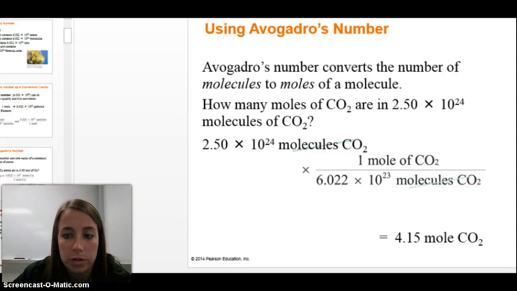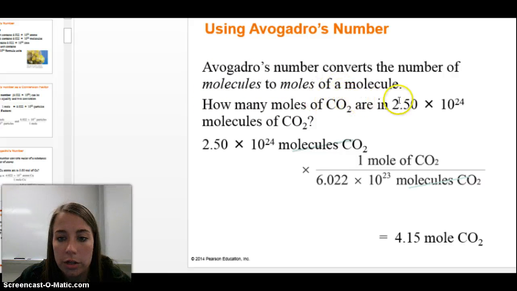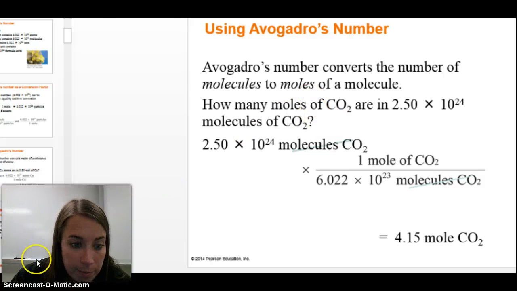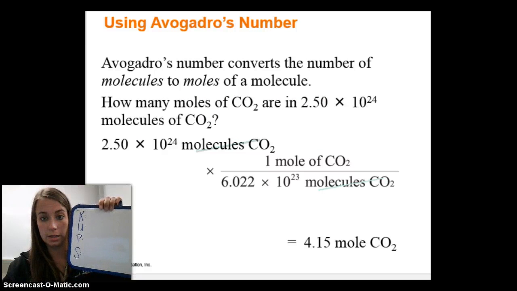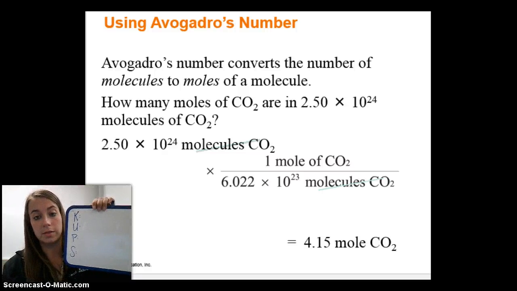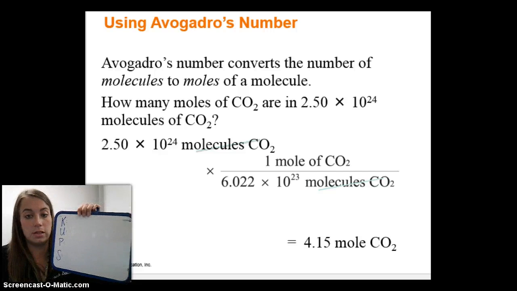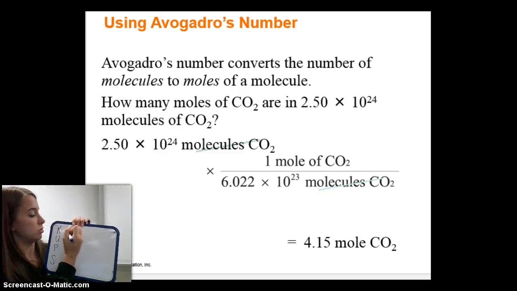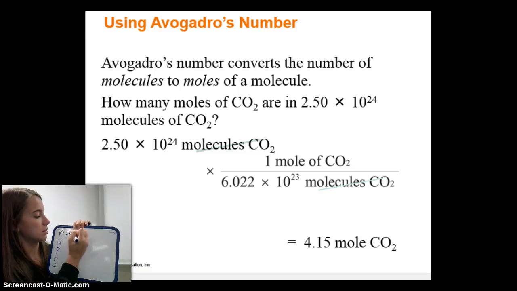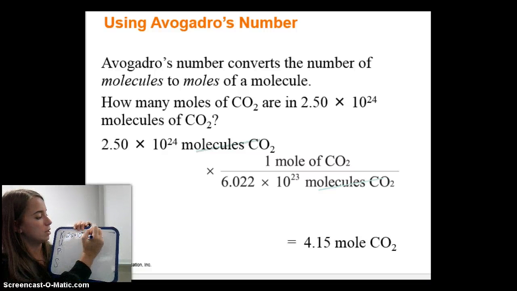All right, so Avogadro's number converts the number of molecules to moles. So before we were doing atoms and moles, but we can also do molecules. So how many moles of CO2, carbon dioxide, are in 2.5 times 10 to the 24th molecules of CO2? We're going to use cups again, okay? Okay, so my known is, I know that I have 2.5 times 10 to the 24th molecules of CO2. So my known is 2.5 times 10 to the 24th molecules.